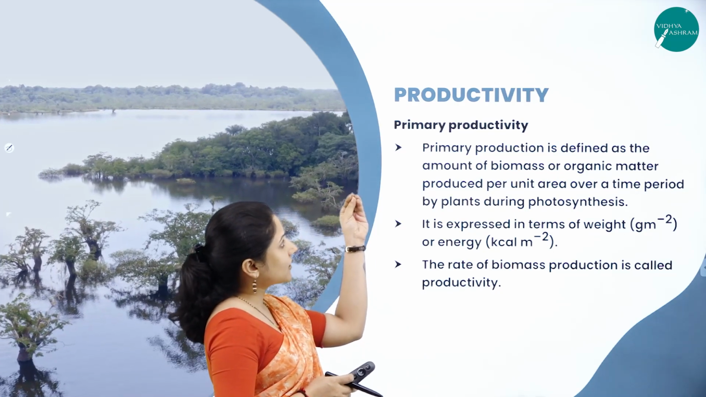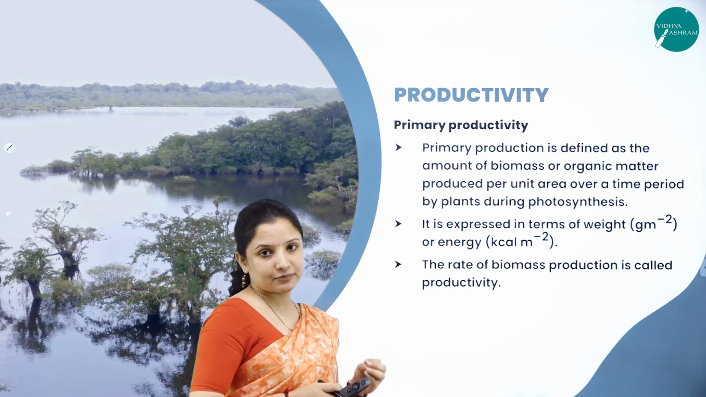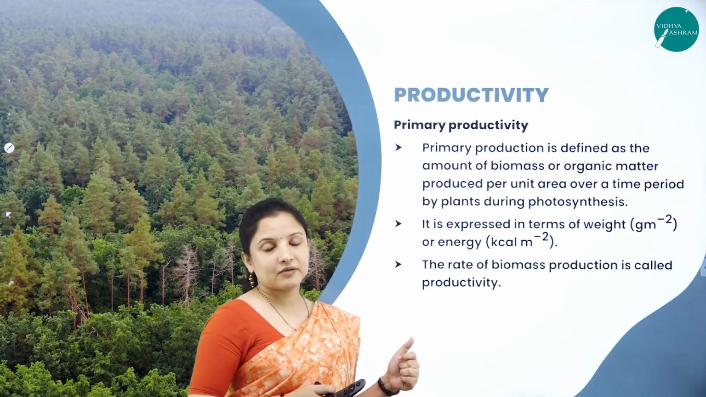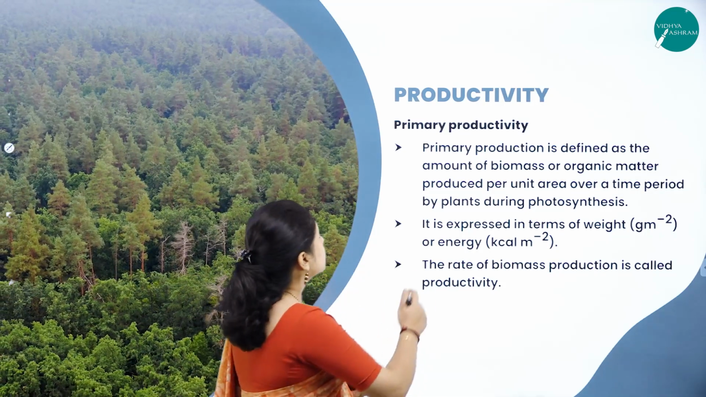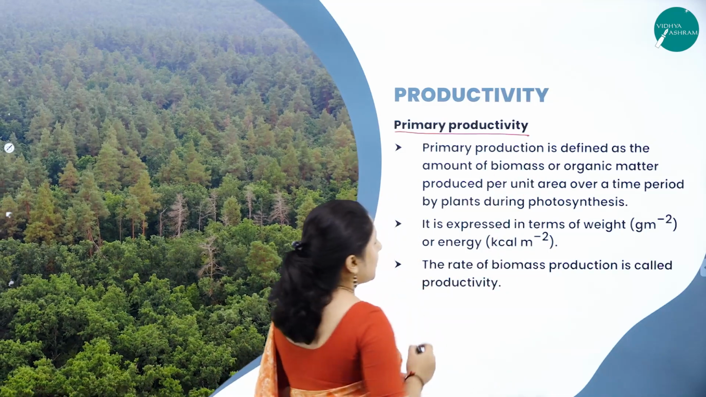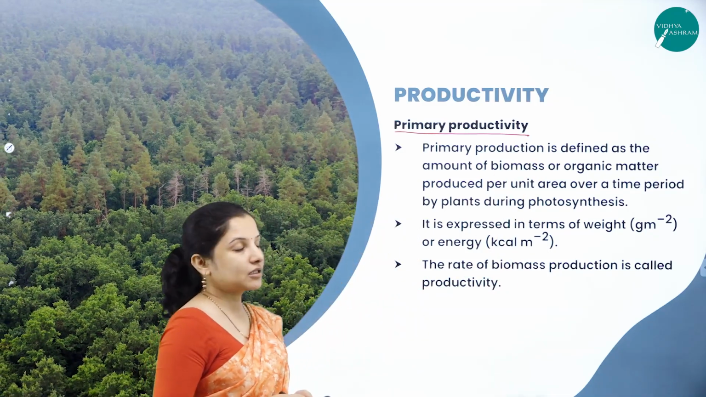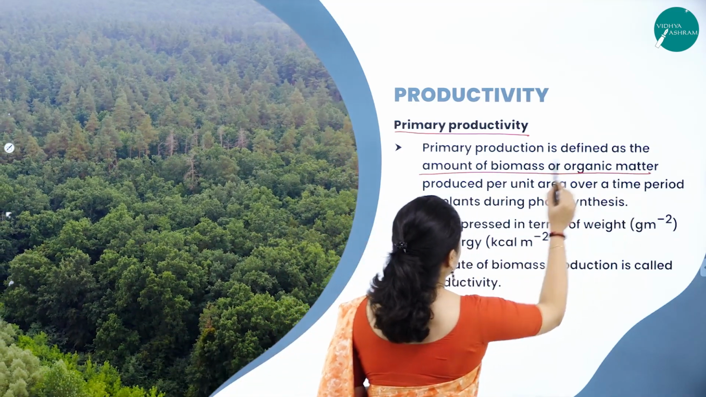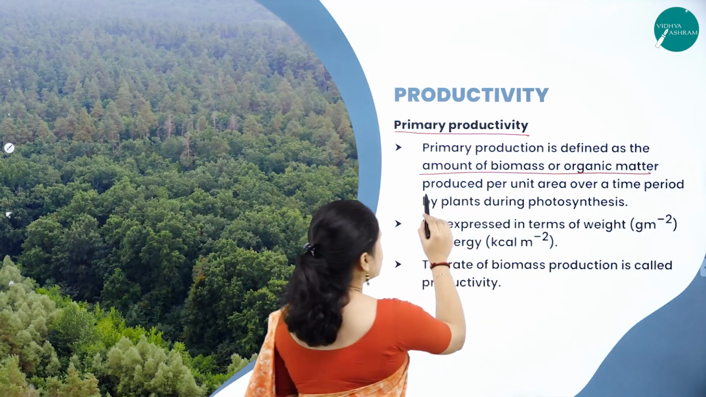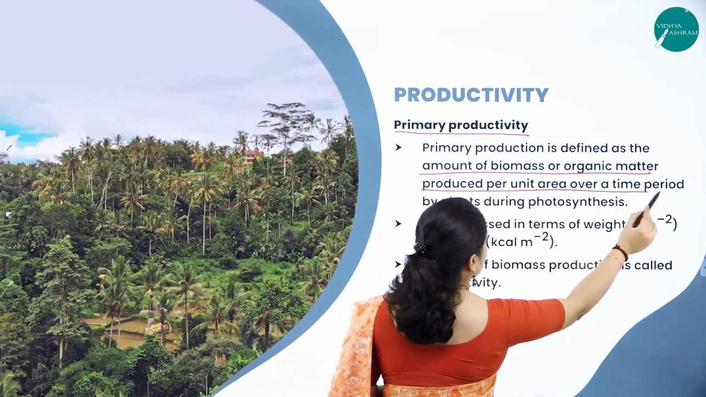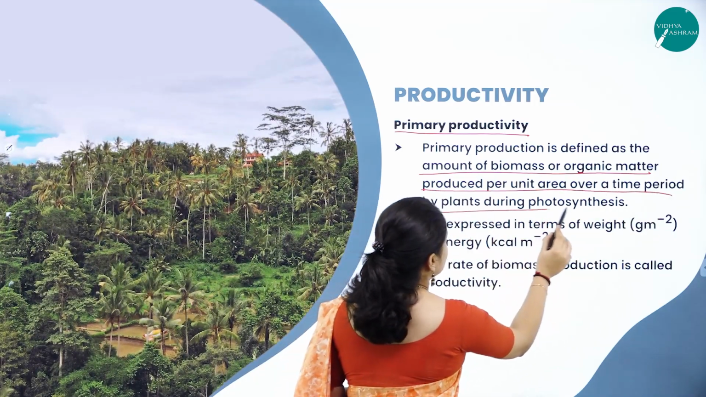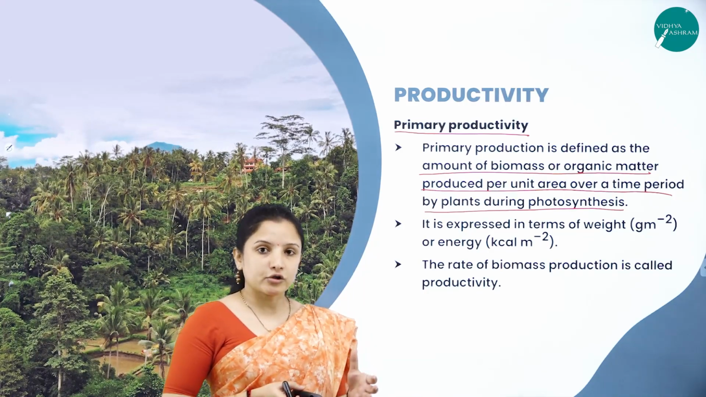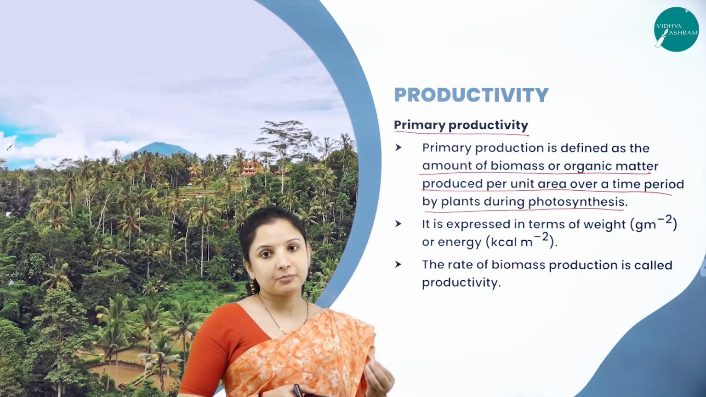So here, let us study about the different types of productivity. Productivity is of two types, primary productivity and secondary productivity. Primary production or primary productivity is defined as the amount of biomass or organic matter which is produced per unit area over a time period by plants during photosynthesis. Here I told you productivity is seen in autotrophs. So autotrophs are nothing but the plants.